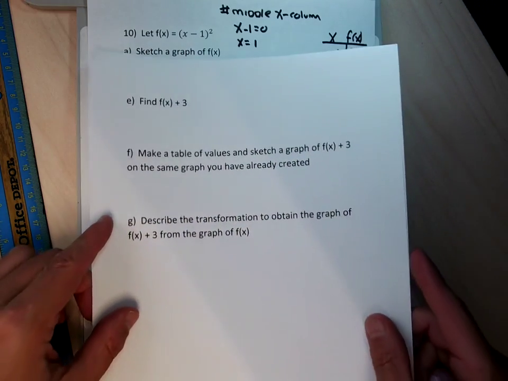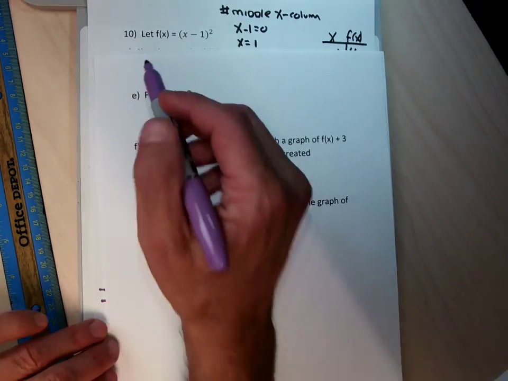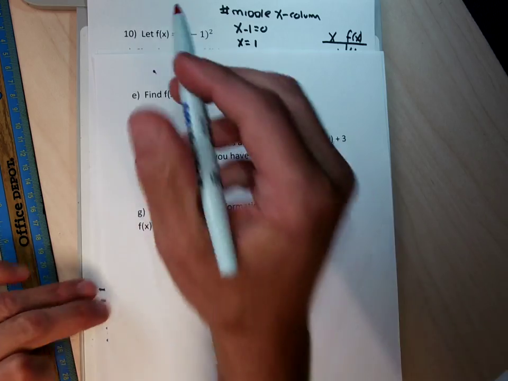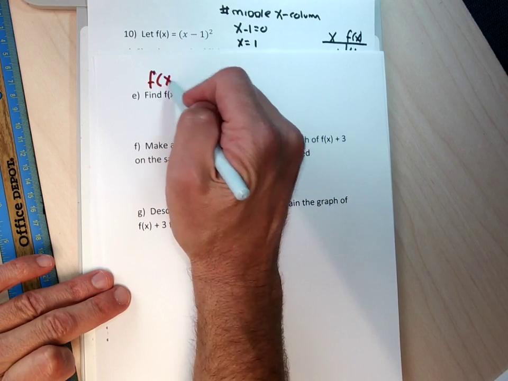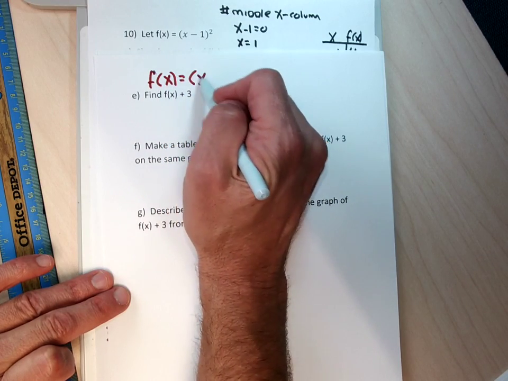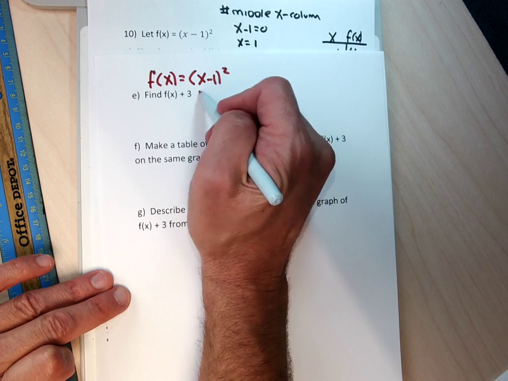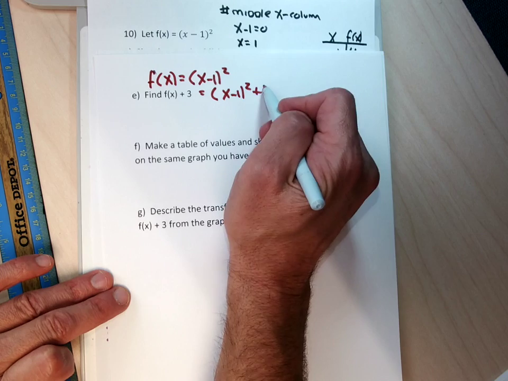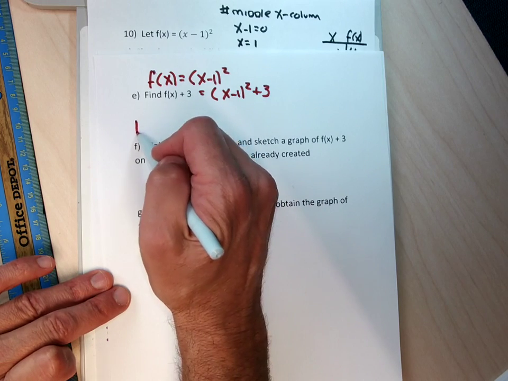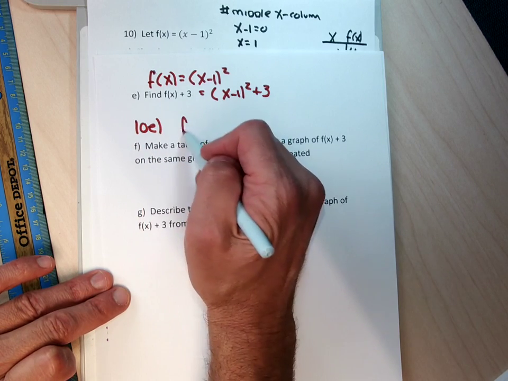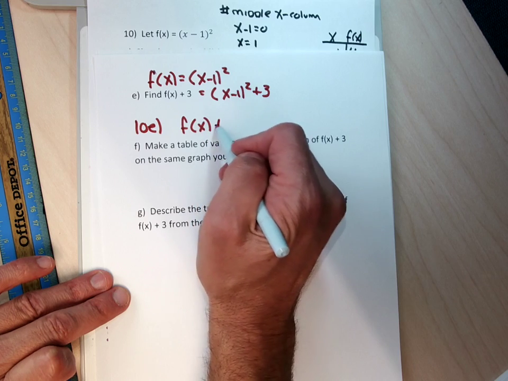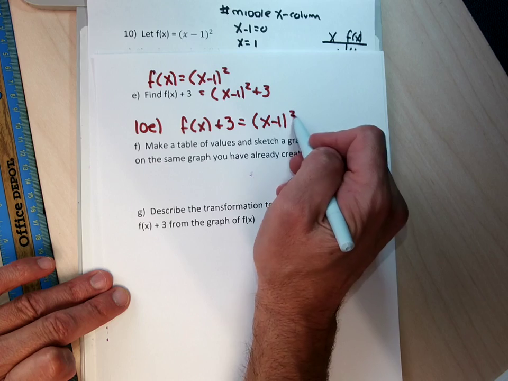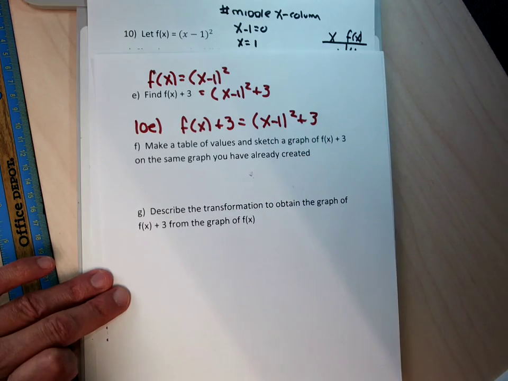Next I need to find f of x plus 3 for part E, and I need to do that in red, so I'm not using up a color. So f of x equals (x minus 1) quantity squared, so f of x plus 3 is going to be (x minus 1) squared plus 3. My answer to 10E is going to be f of x plus 3 equals (x minus 1) squared plus 3.